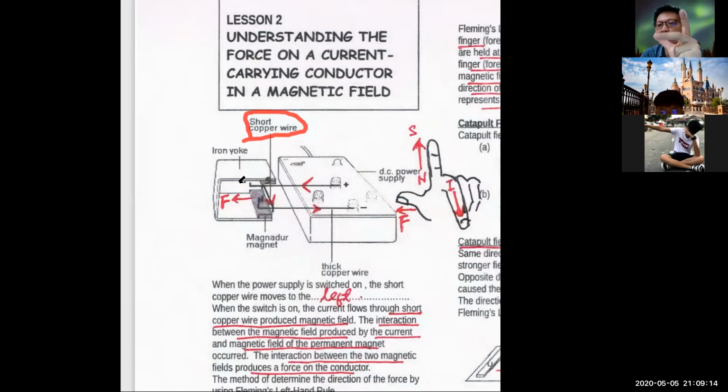Don't keep on moving your fingers. That is wrong. Once you set up your Fleming's left hand, these three fingers have to be locked. You only turn your hand upside down. You can turn your arm like that, but your three fingers must stay locked. Don't move. Okay, come back to here.